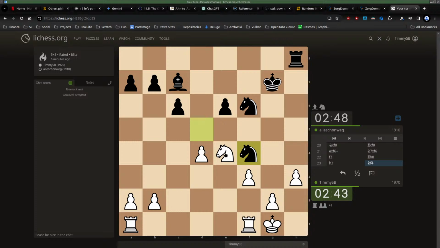Can still do it now? Not really, because this one is defended. Plus it's not a fork threat anymore. What am I talking about? Go here though. No, it's still defended. I need to chase that knight away. Not possible.